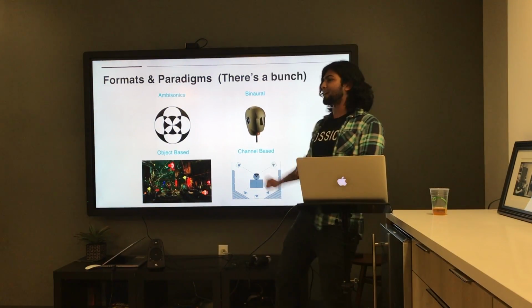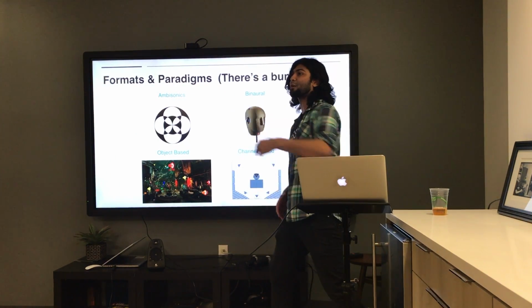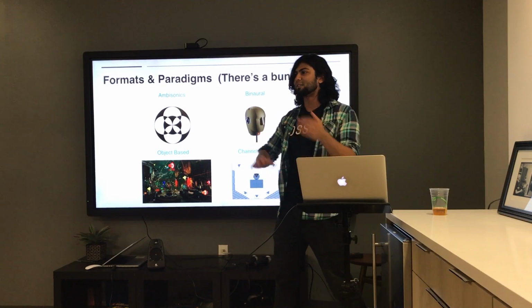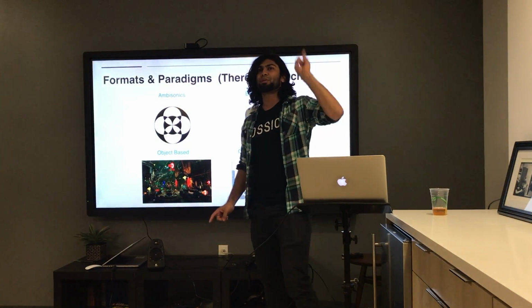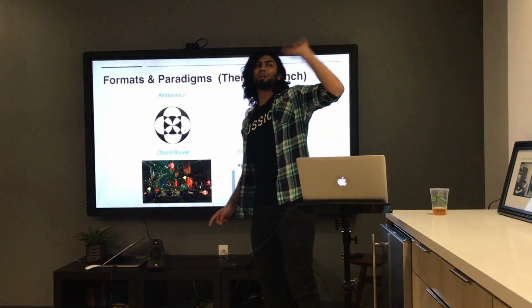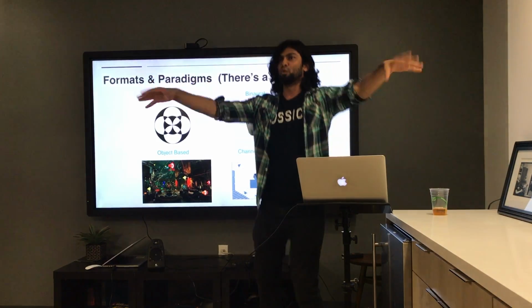So we'll start with channel-based. Channel-based is what you know. It's like 5.1 surround sound, it's stereo, it's 9.1, it's all of these things. Basically, the paradigm is one speaker per channel per location. What does that actually mean? There's one speaker over here, one speaker over here, at negative 30 degrees and 30 degrees, and boom, that's stereo.